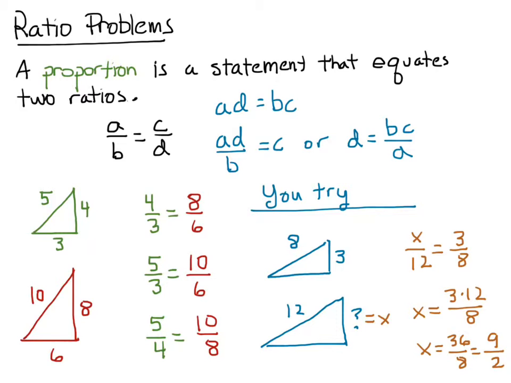So the proportionality comes from comparing the two sides and then making a similar comparison with the side that you don't know. So then here again we have 12 times 3/8 equals x.